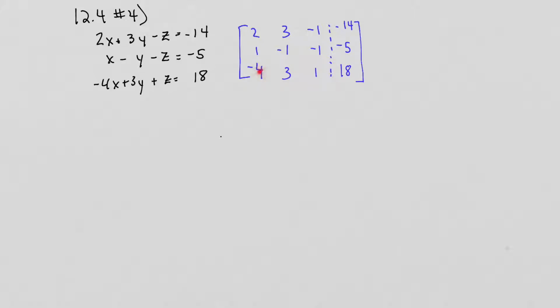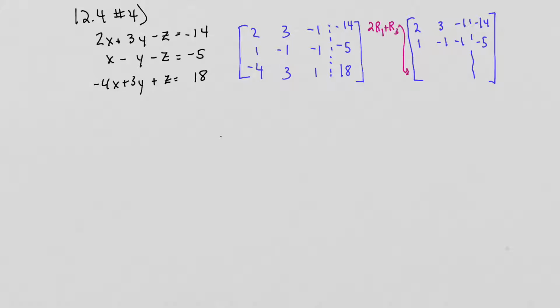So since I want a 0 here, I'm going to take 2 times row 1 and add it to row 3, and then put the result in row 3. Now as you do that, you could make 2 steps out of it if you want to. You could do 2 times row 1 first. I'm going to try doing it all in one step, but then there's more chance for arithmetic errors. So if you keep finding you're making arithmetic errors, make 2 steps out of that.